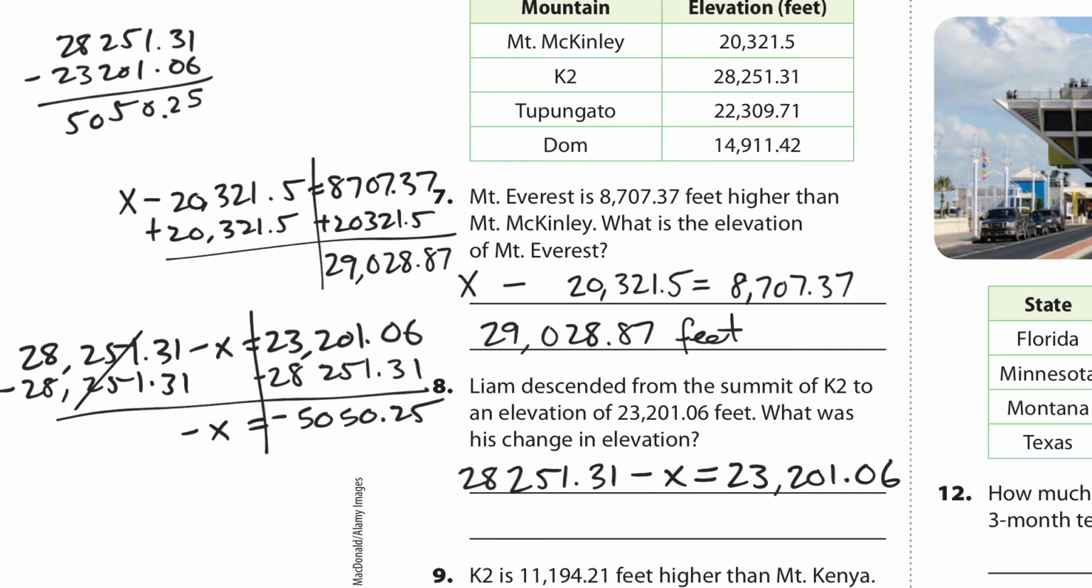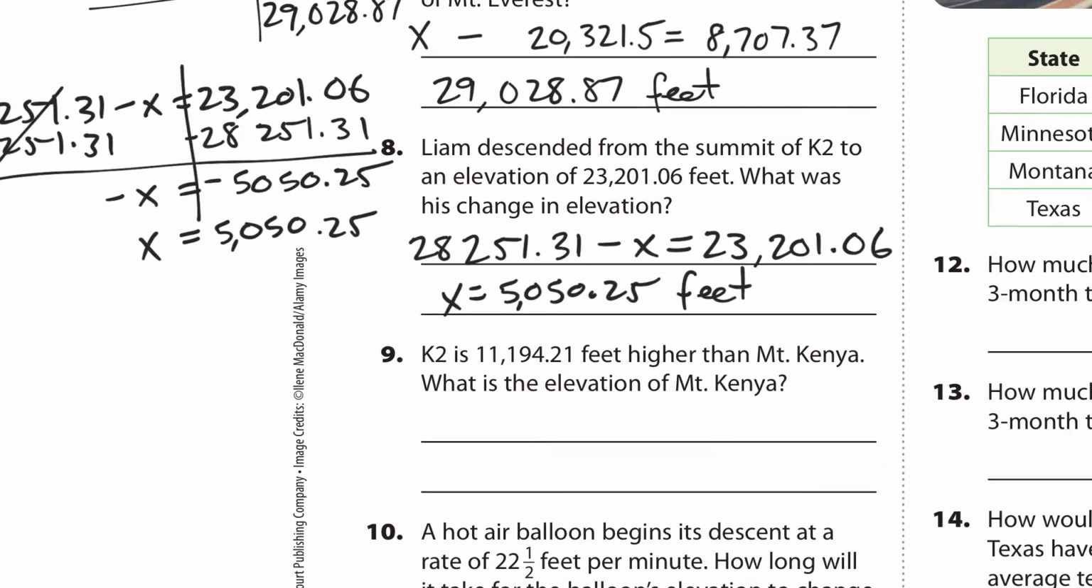And that would be almost the answer, because we don't want to know what negative x is. We want to know what regular x is. And here is a simple rule. If you change the sign on one side of the equal sign, you have to change the sign on the other side of the equal sign. So that would be 5,050.25. And there you go. There's the answer. x is equal to 5,050.25 feet. Okay, let's go on to the next.